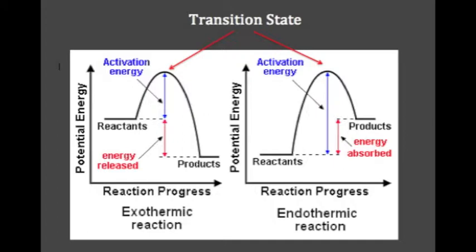What's important to remember in a free energy diagram is that in order for the reactants to form into products, it must surpass the transition state energy, and it must have enough energy to get over this hump in order for it to become a product.